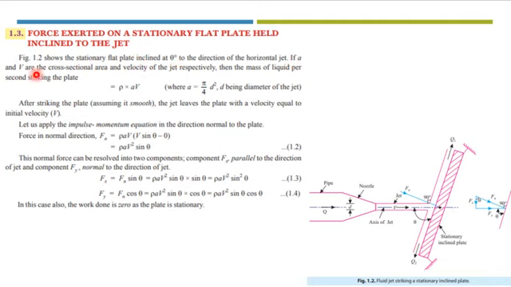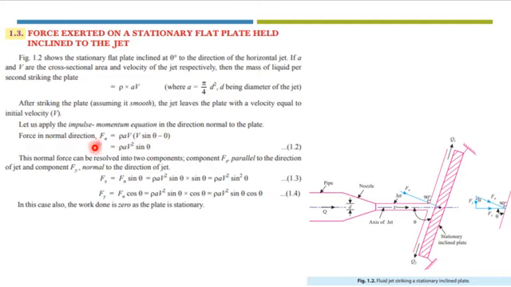If A and V are the cross-sectional area and velocity of the jet respectively, then the mass of liquid per second striking the plate will be rho AV. After striking the plate, again assuming it to be smooth, the jet leaves the plate with a velocity equal to the initial velocity.